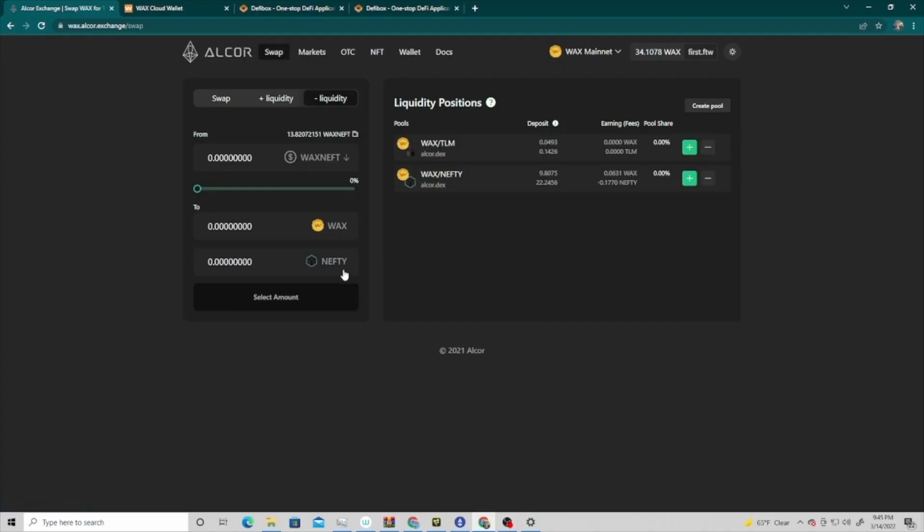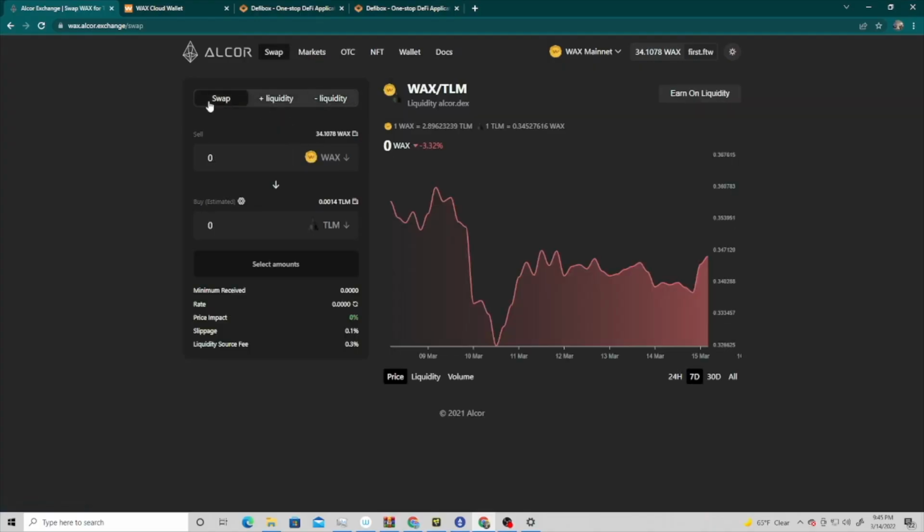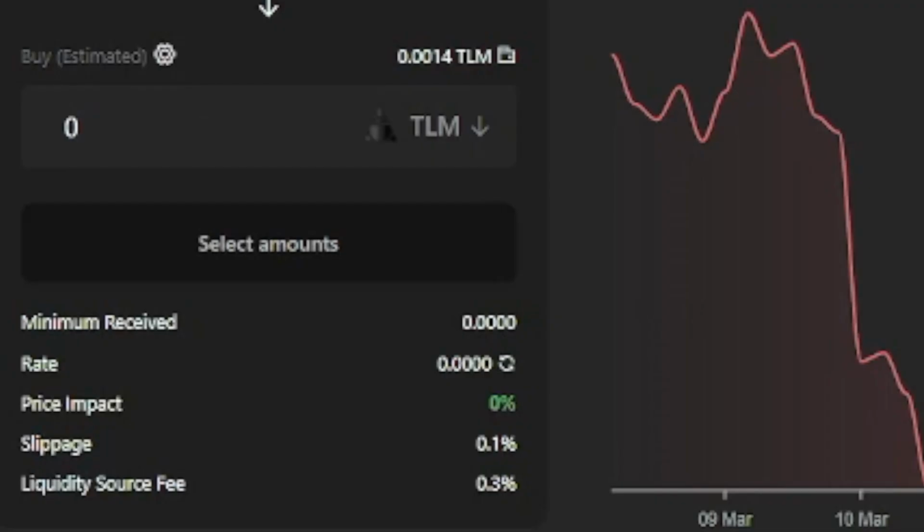Meaning if Nefty token were to rise in price relative to Wax, that would mean that the pool would start to sell the Nefty token to buy more Wax. So there would be less Nefty token, but more Wax. And when you withdraw your position, if the price of Nefty token has appreciated more than Wax, then there'll be less Nefty token, but more Wax to claim. Hopefully, as a liquidity provider, there's enough trading volume happening against that pair where people are paying this 0.3% fee that you have to pay every time you make a trade.